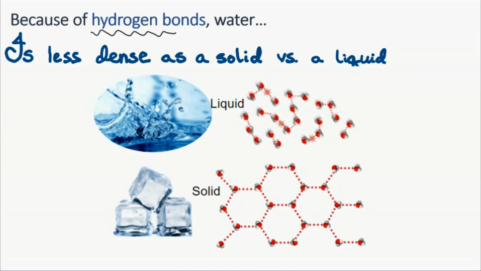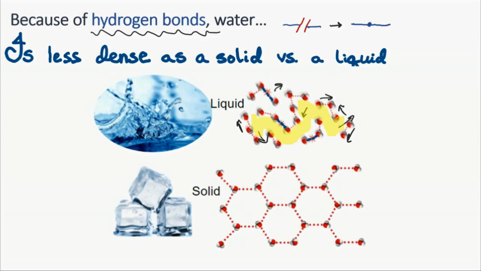Remember, hydrogen bonds are not very strong, and they break and reform all the time. Water molecules move around a lot, and the weak hydrogen bonds constantly break and reform. Because of this, liquid water molecules are very disordered and can pack in rather tightly or close to one another, meaning there are less empty spaces in liquid water.